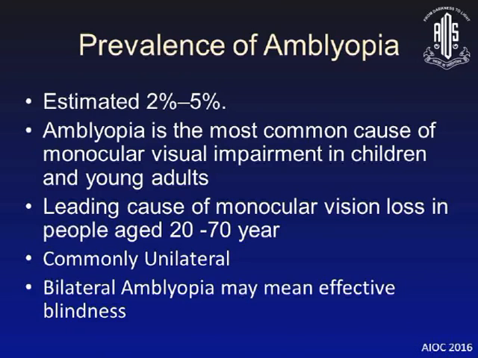Prevalence of amblyopia is estimated to be between 2 to 5% among the population of children, and it is considered to be the most common cause of monocular visual impairment in children and young adults. In the Washington National Study, they found that it is the leading cause of monocular visual loss in people between the ages of 20 to 70 years. It is commonly unilateral, but bilateral amblyopia is considered to be an effective blindness.